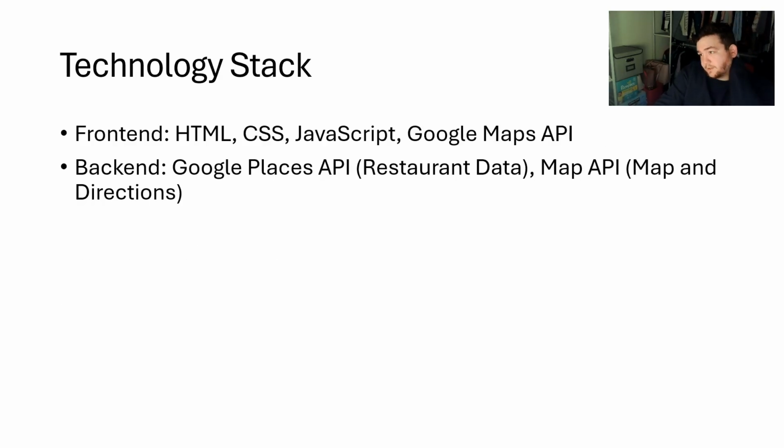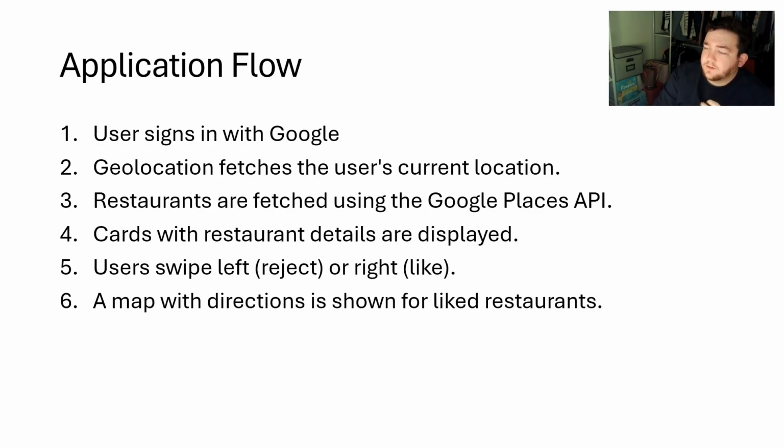For the technology stack, I used HTML, CSS, JavaScript, and I used Google Maps and Google Places APIs in order to fulfill the vicinity to the user. So the application flow: the user signs in, geolocation fetches the user's location, restaurants are presented, cards with the restaurant details are displayed, and the user picks whichever one they like. A map with directions is then shown for that restaurant.